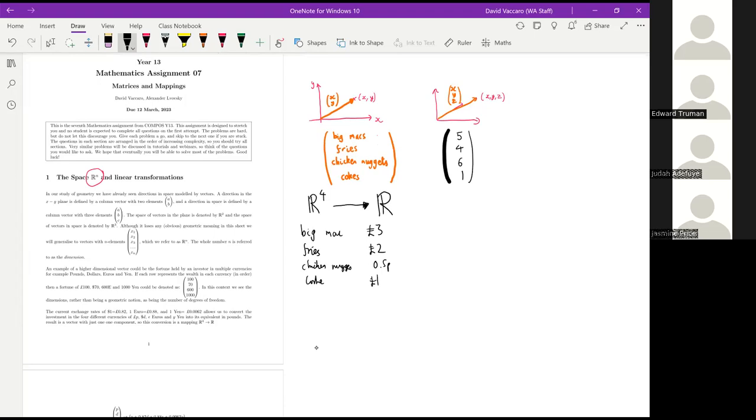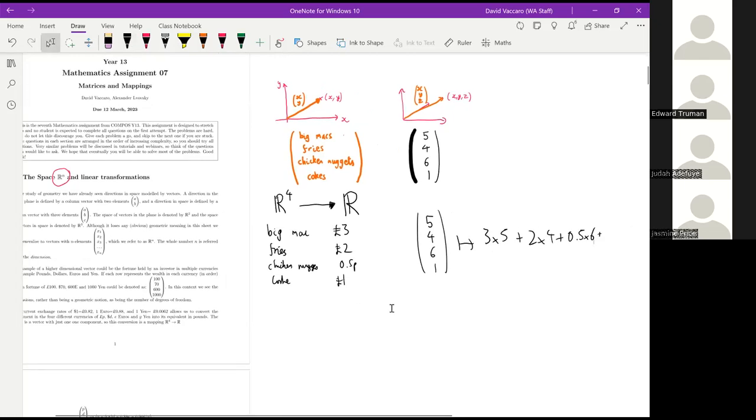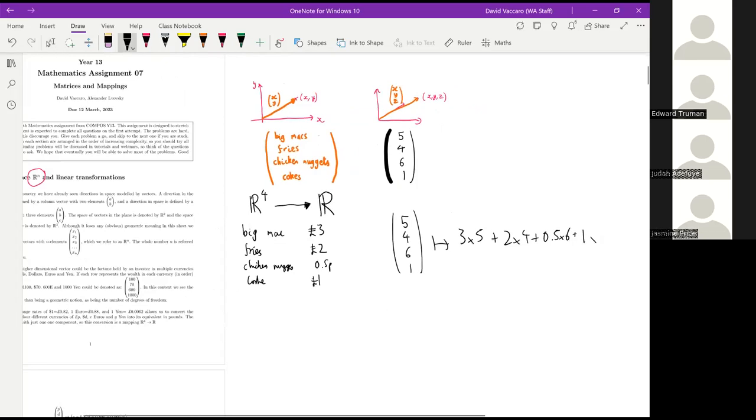Then a natural transformation would be the mapping 5, 4, 6, 1 maps to 3 times 5 plus 2 times 4 plus 0.5 times 6 plus 1 times 1. And all I've done there is I've taken the components of the prices, so the 3, the 2, the 50p and the 1, and I've combined them with the components of the order, the 5, 4, 6, 1.